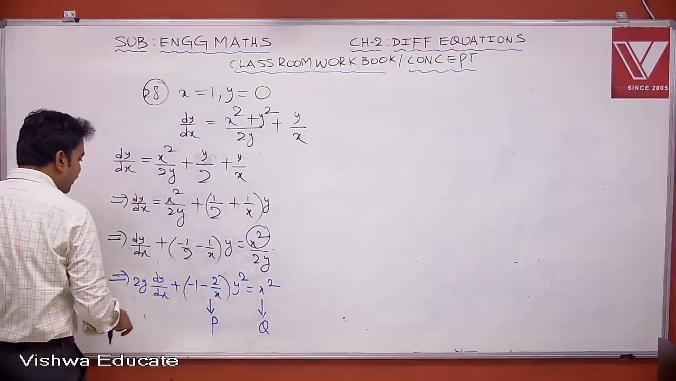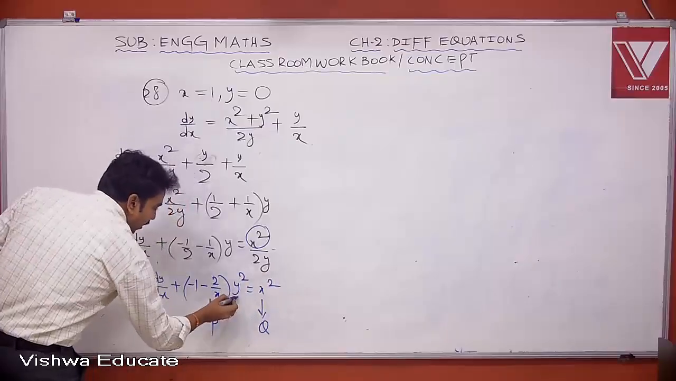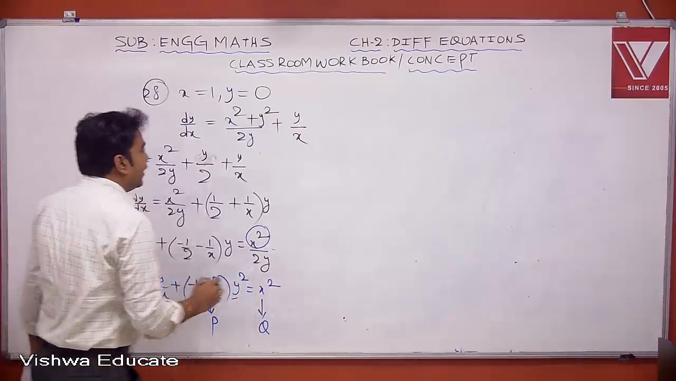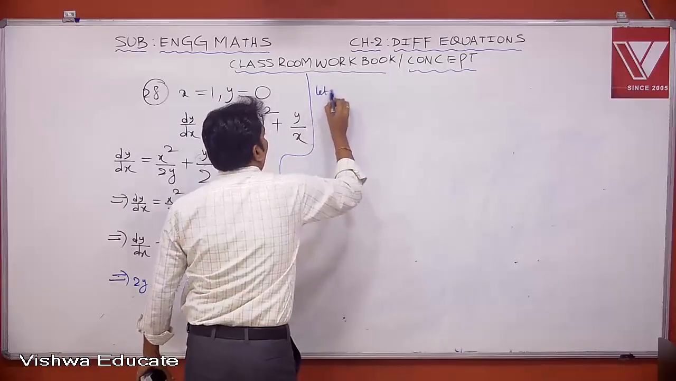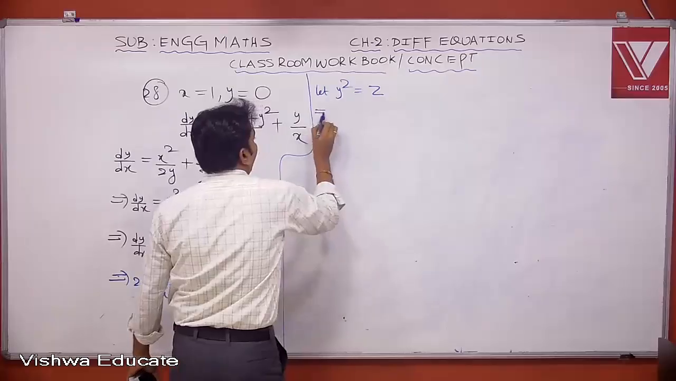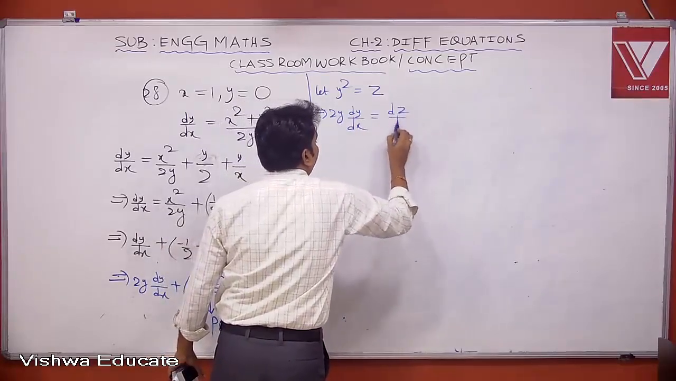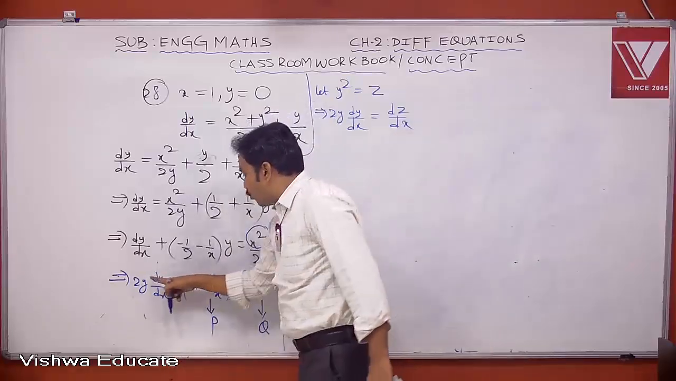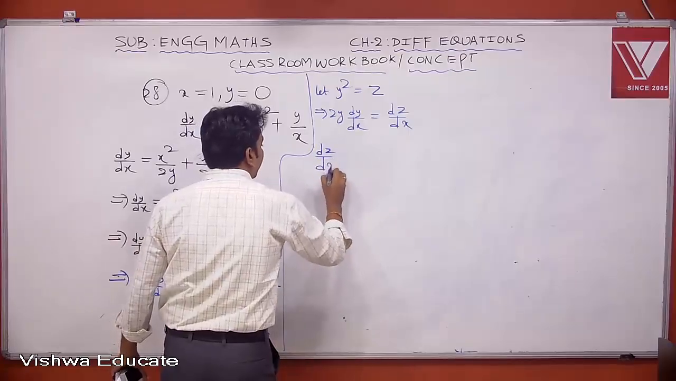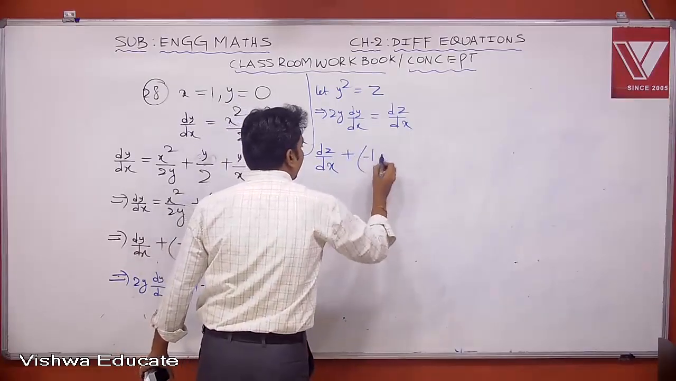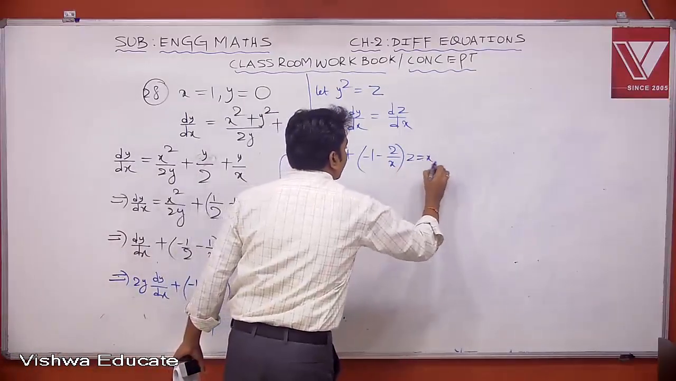Let us see. If it is p, it is a function of x. If it is q, this is a function of x. But here I must have y only, but it is y square. So let y square equal to z. This implies 2y into dy by dx equal to dz by dx. So in place of 2y into dy by dx, we can write dz by dx. Therefore, this can be written as dz by dx plus minus 1 minus 2 by x into z equal to x square.